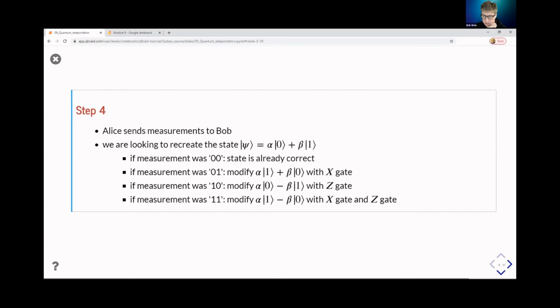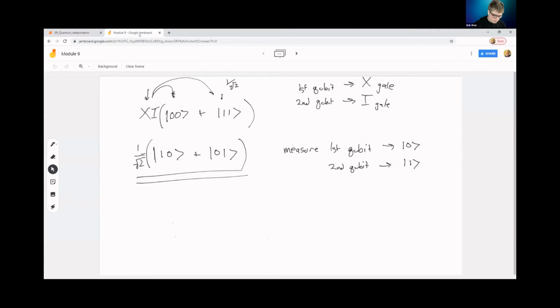We haven't talked much about the Z gate at all. So, let's go through that. I'm going to switch over to the Jamboard. So let's go to a new page.